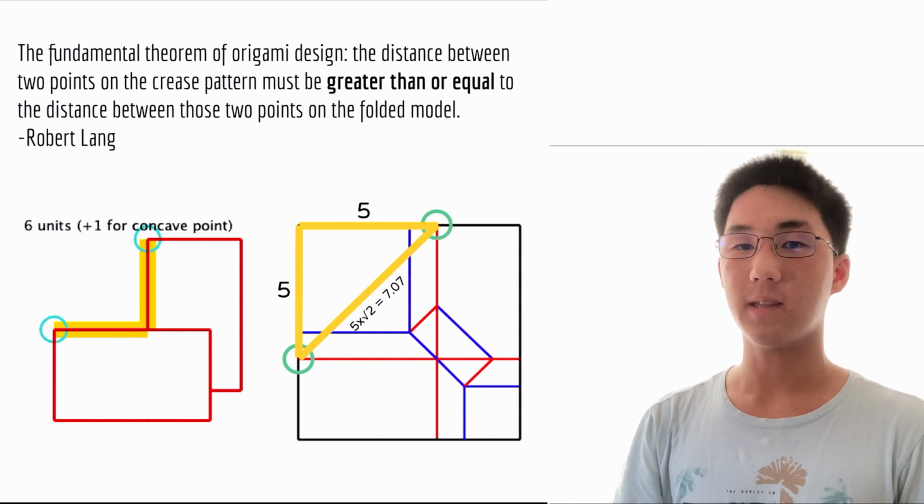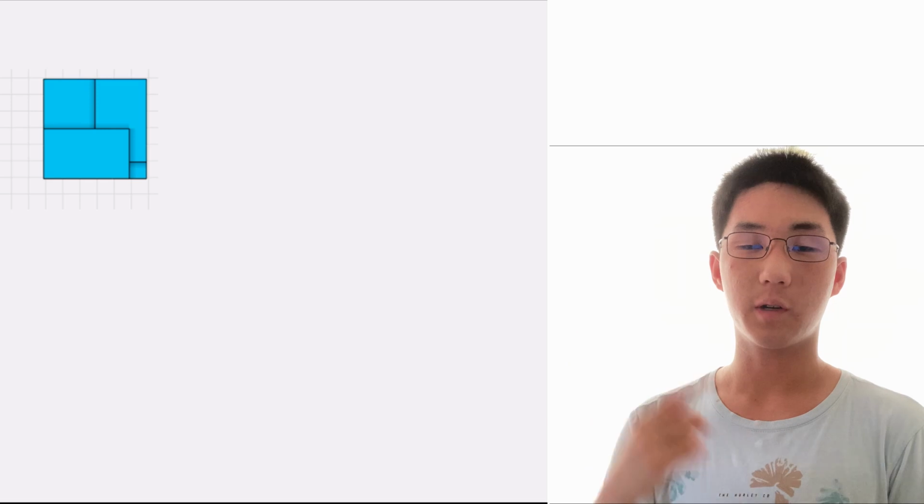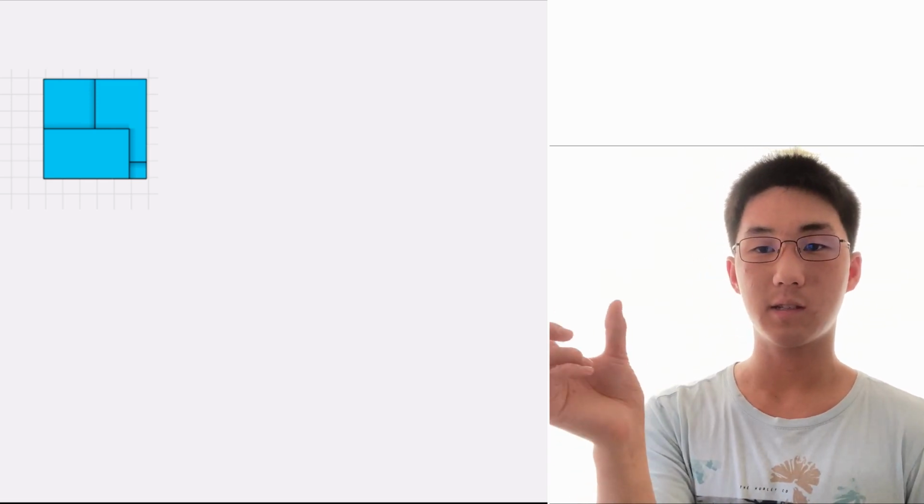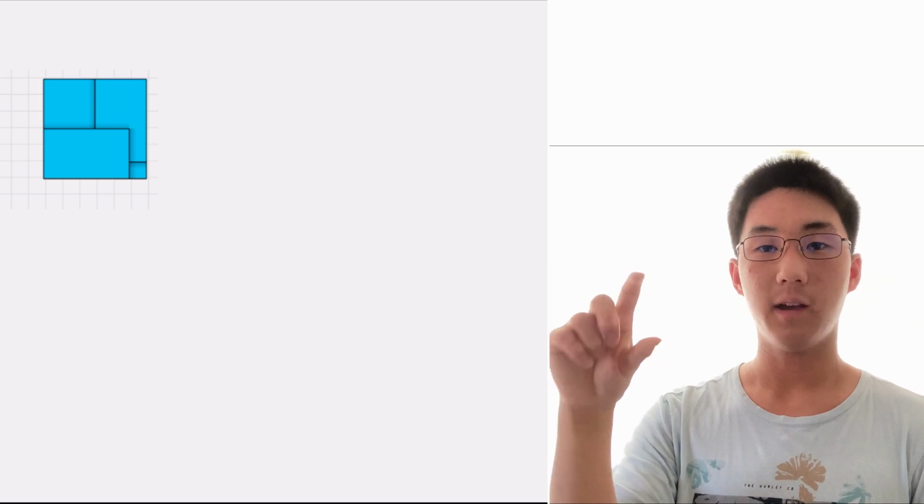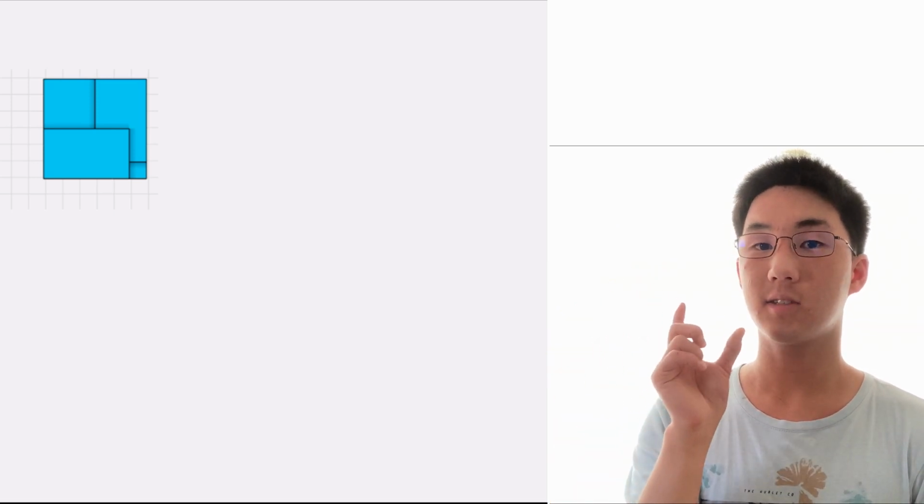So what is the solution to this? Here I have this folded figure that we had earlier without the negative space removed. Currently, the horizontal distance is 5, and the vertical distance is 5. And we need one of those to be at least 7.